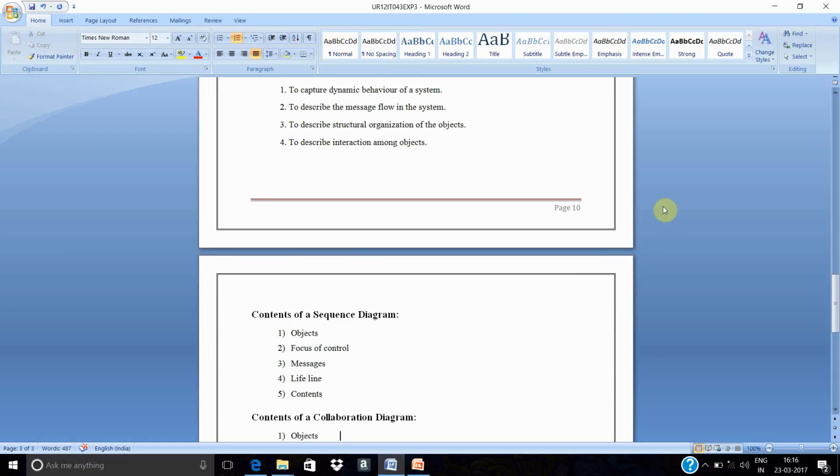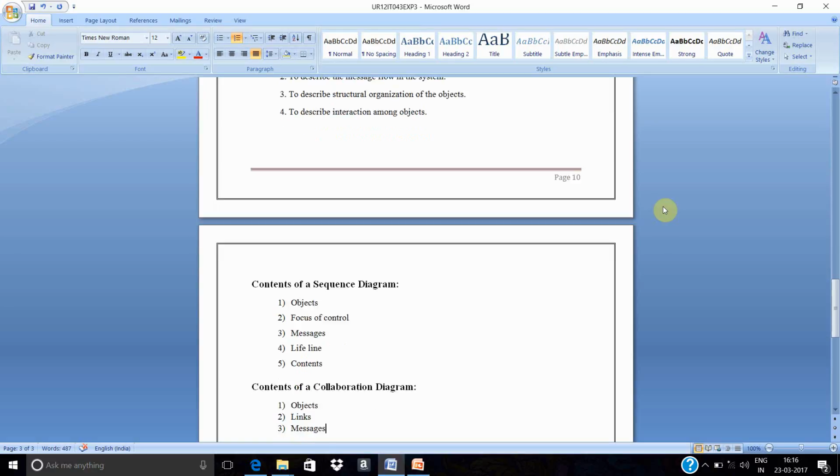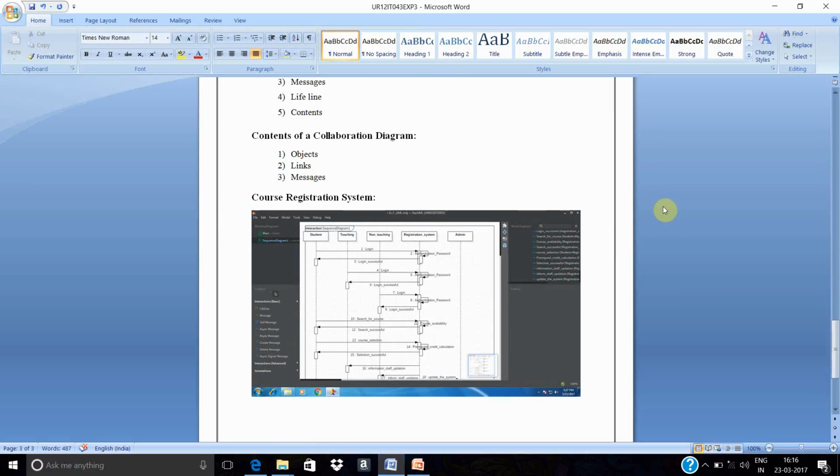The contents of the sequence diagram are objects, focus of control, messages, and lifelines. The contents of the collaboration diagram are objects, links, and messages. The sequence diagram for the course registration system is shown on the board.